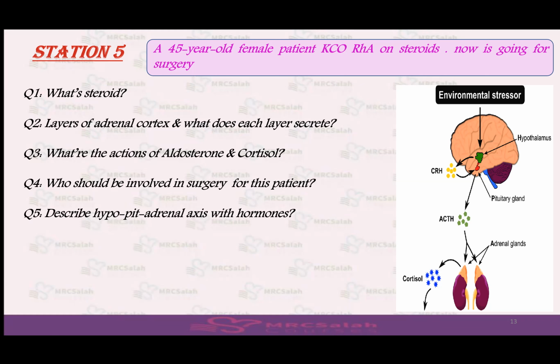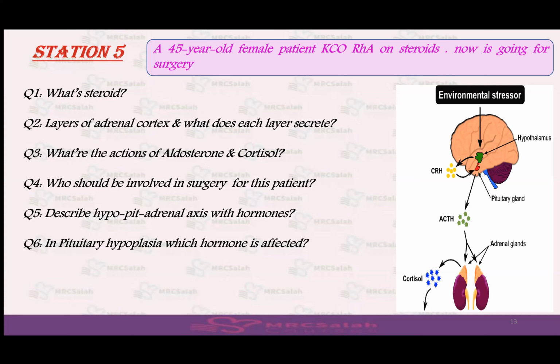Okay, the hypothalamus will secrete corticotrophin releasing hormone, which goes to the anterior pituitary, which secretes ACTH, and then it will go to the adrenal cortex and secrete cortisol and aldosterone. The circulating cortisol and aldosterone will give negative feedback to the anterior pituitary and to the hypothalamus.